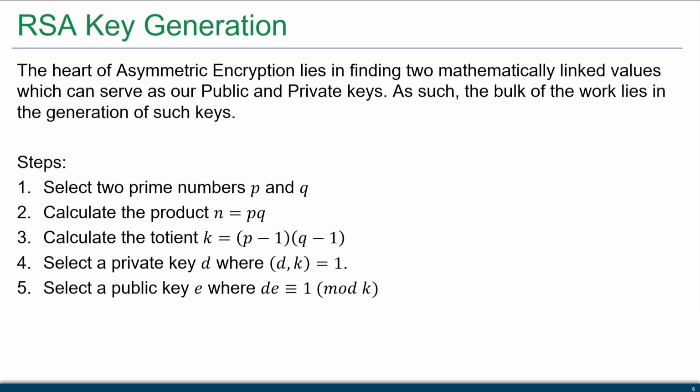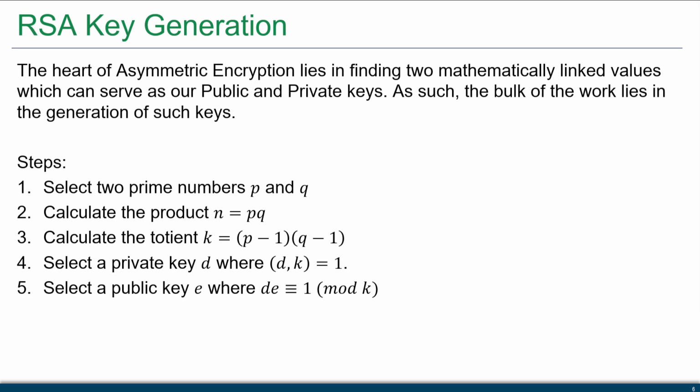In this lesson, we're going to be going through the steps of RSA key generation. So remember, we need two keys. We need a public key and we need a private key. The public key is what's used to encrypt the data. The private key is what's used to decrypt the data.